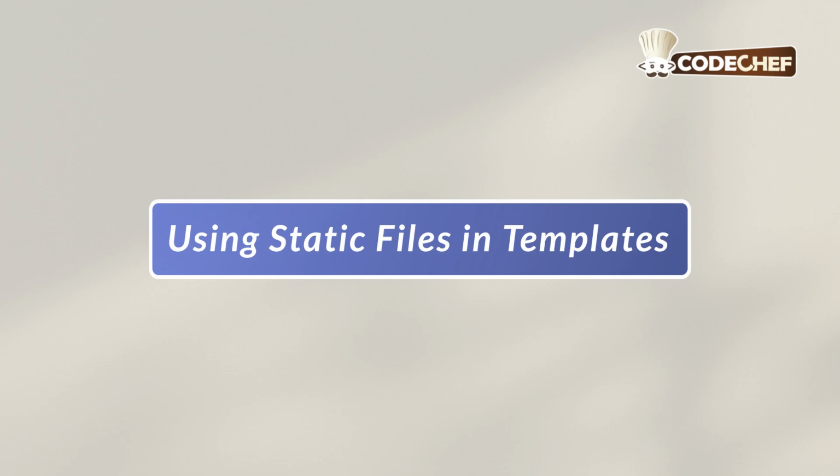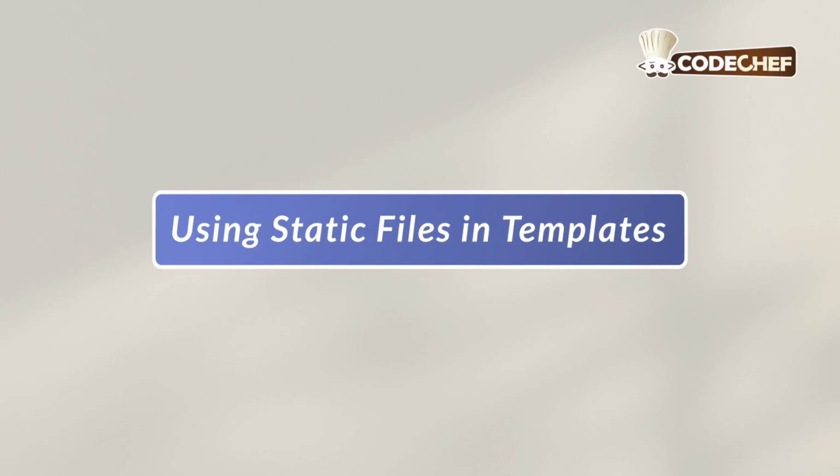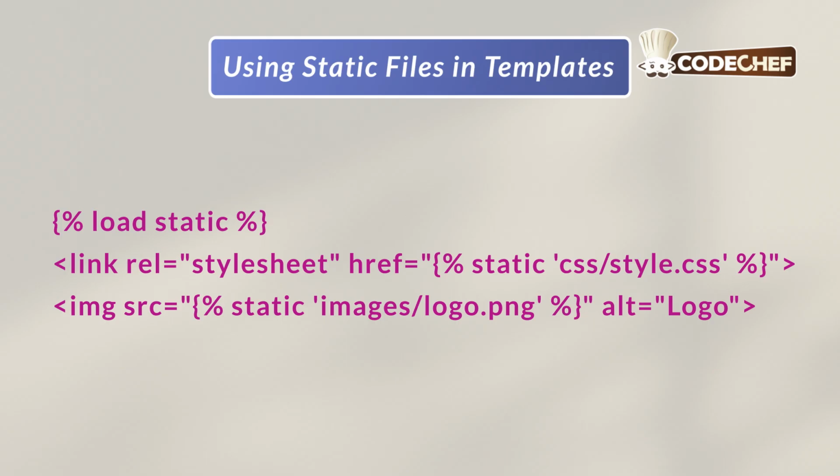Now let's see how to use static files in templates. To use static files in a Django template, you must first load the static template using the load static tag as you see here. The syntax is open curly brace, %, and load static, then %, and close curly brace. Then you can refer to your files using the static tag. Like for example, you see here, again using that similar kind of syntax, you say static and then the file that you are referring to.